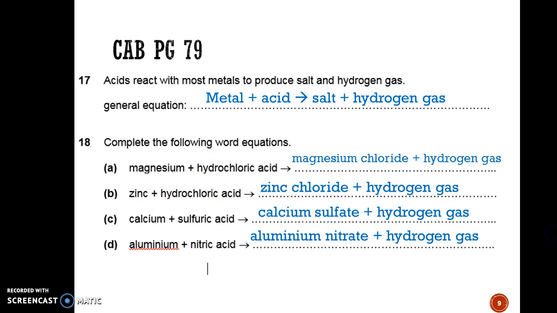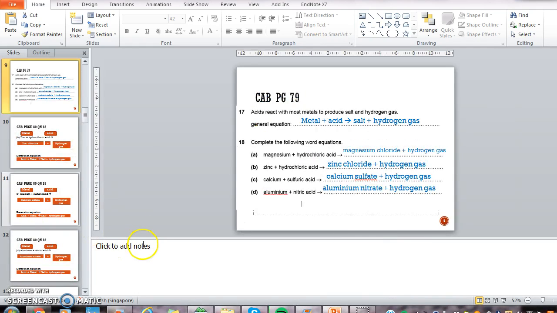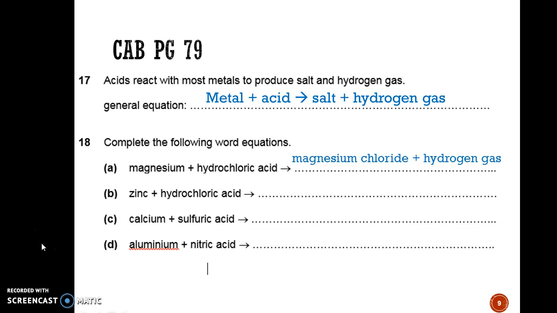Okay, so now let's take a look. Magnesium plus hydrochloric acid will give you magnesium chloride and hydrogen gas. Right now I'm going to give you some time to try out question 18b to 18d by yourself. I'll give you about 1 minute to try out 18b, c, d, and then I'll go through the answers with you.